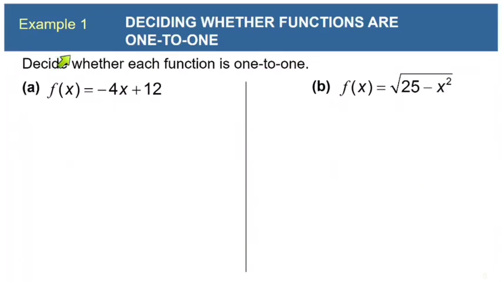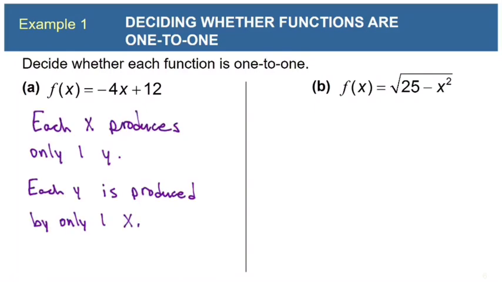Here we have example 1 and it says decide whether each function is one-to-one. So here is y = -4x + 12. Now each x that we plug in is only going to produce one y answer. And each y can only be produced by one particular x. So each x produces one y. Each y can only be produced by only one x, therefore this is a one-to-one function. But when we look at part B, we have the square root of 25 minus x squared.